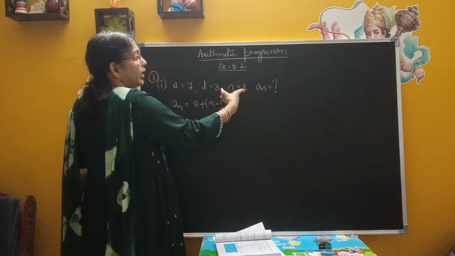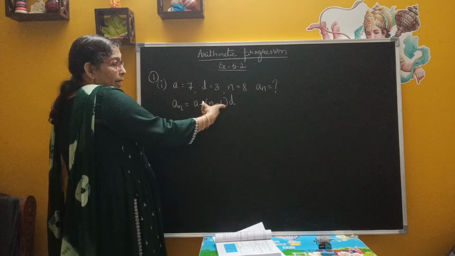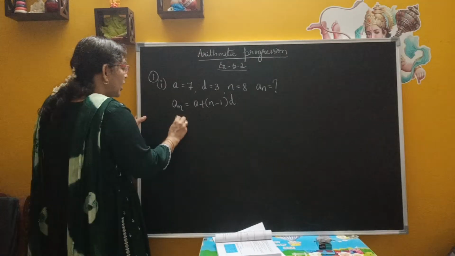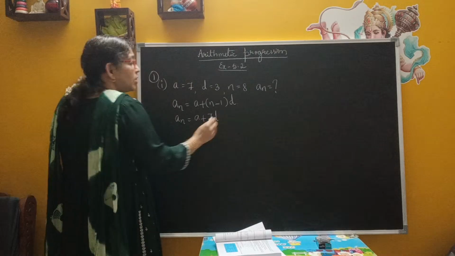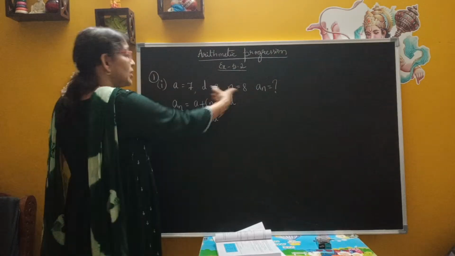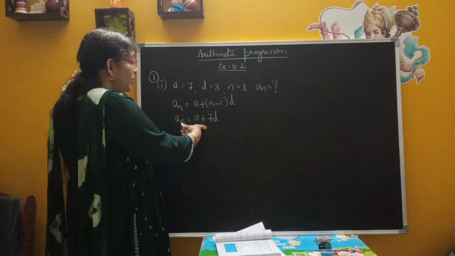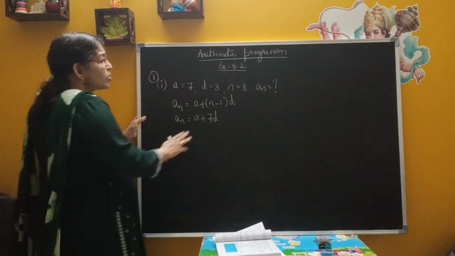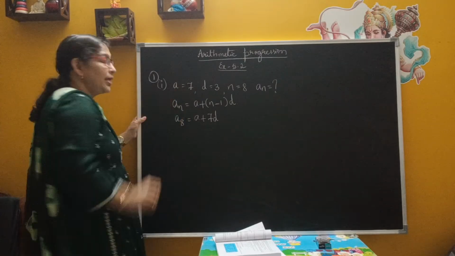We need to find the 8th term. So what do we get? A plus 8 minus 1 is 7, 7D. So AN is equal to A plus 7D. Without using the formula, directly also you can write this. The 8th term you can write as A plus 7D, 10th term we can write as A plus 9D, like that. Understood? So A8 is asked to find.